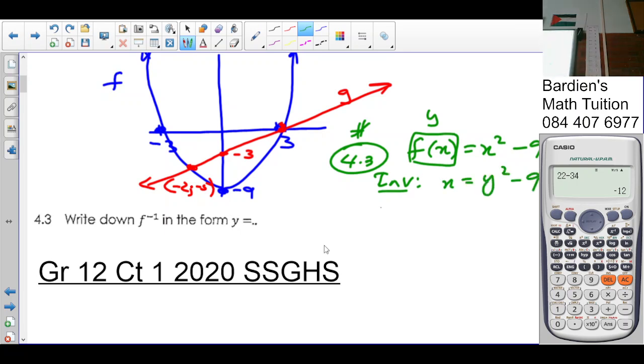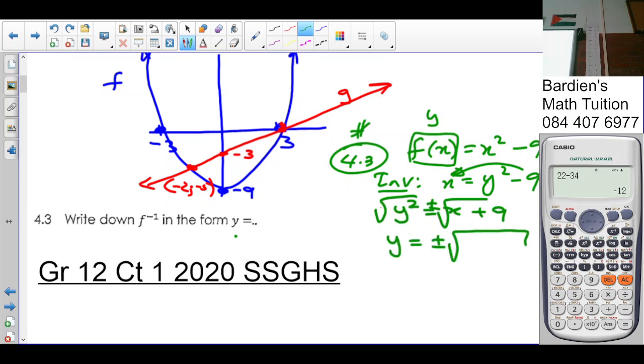So we need to make y the subject of the formula. We take 9 over the equal sign, so y squared is equal to x plus 9. To get rid of the square, we take the square root of both sides, not forgetting plus minus. So y is equal to plus minus the square root of x plus 9. And this is the inverse of f.